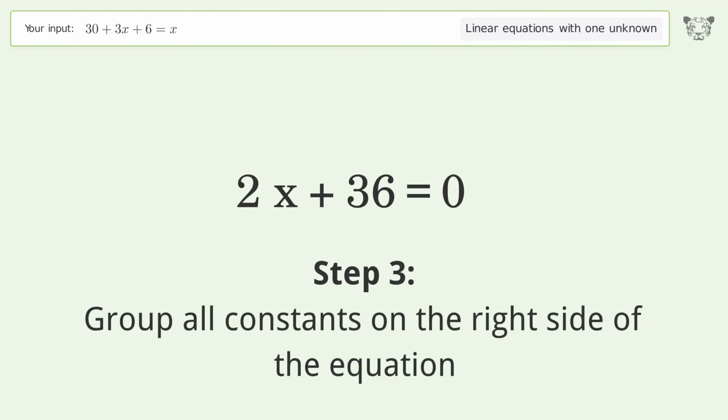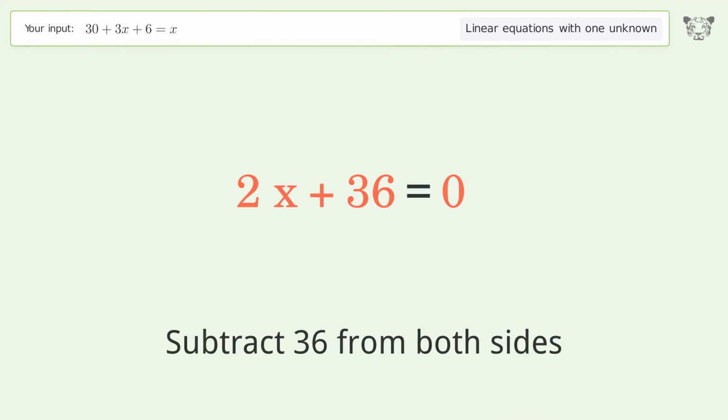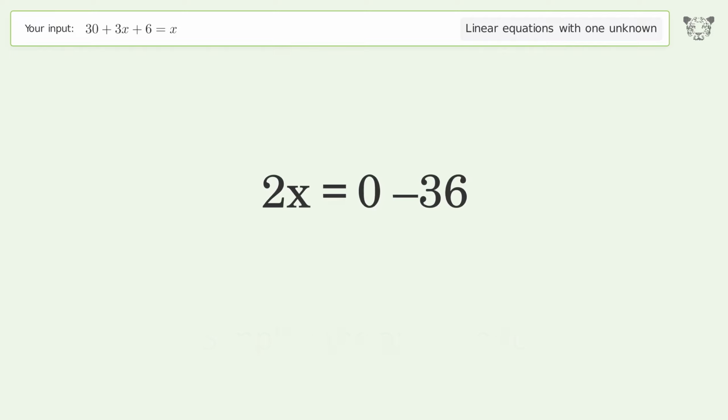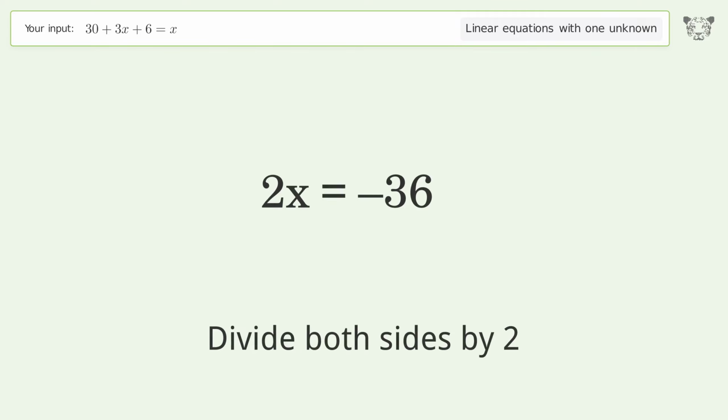Group all constants on the right side of the equation. Subtract 36 from both sides. Simplify the arithmetic. Isolate the x. Divide both sides by 2.